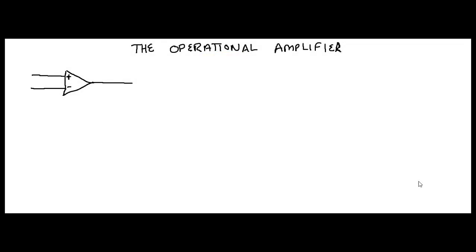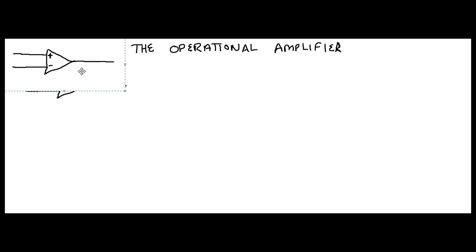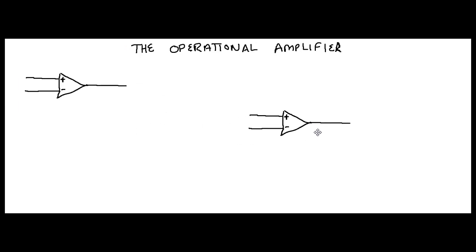Alright, so let's talk about the operational amplifier. What I did here is I drew the symbol for an operational amplifier. Let's copy that one and move it down here. So that's what we're going to use. This is the symbol for an operational amplifier. So we have two inputs and an output.